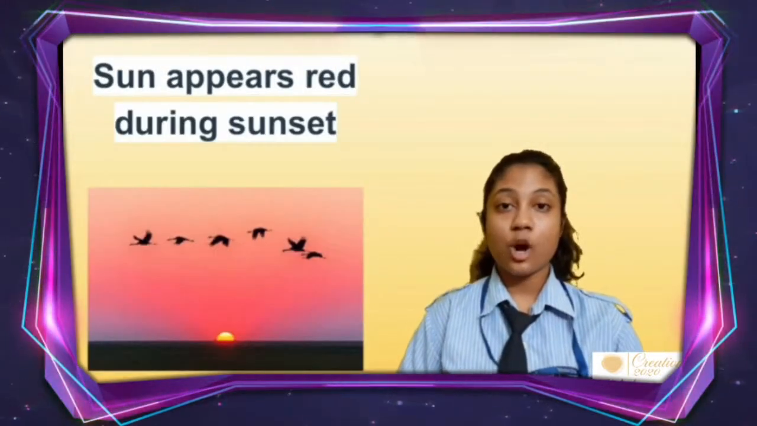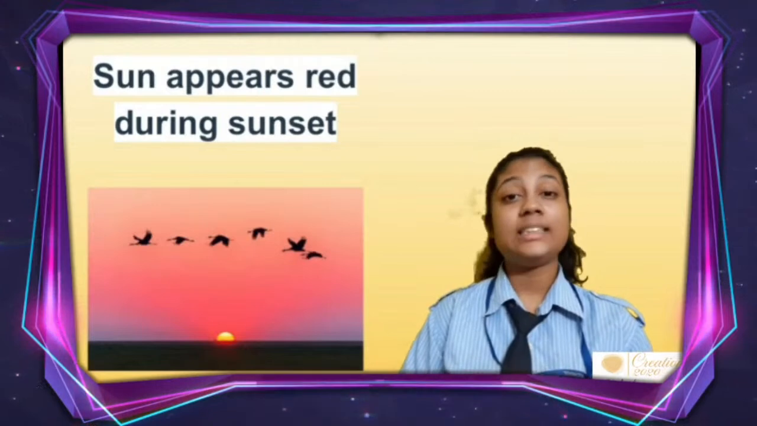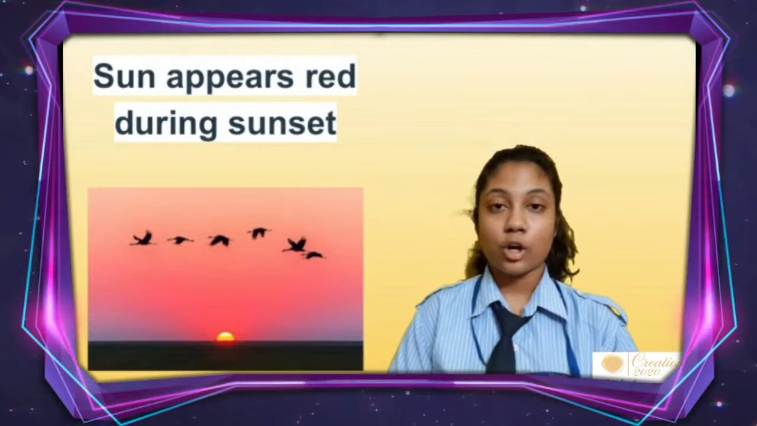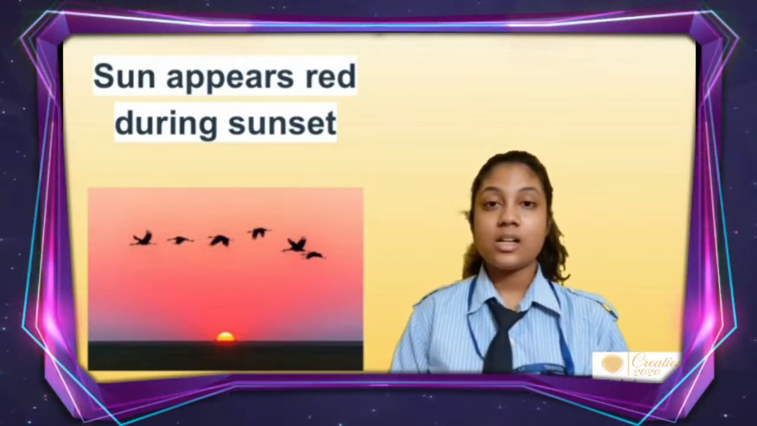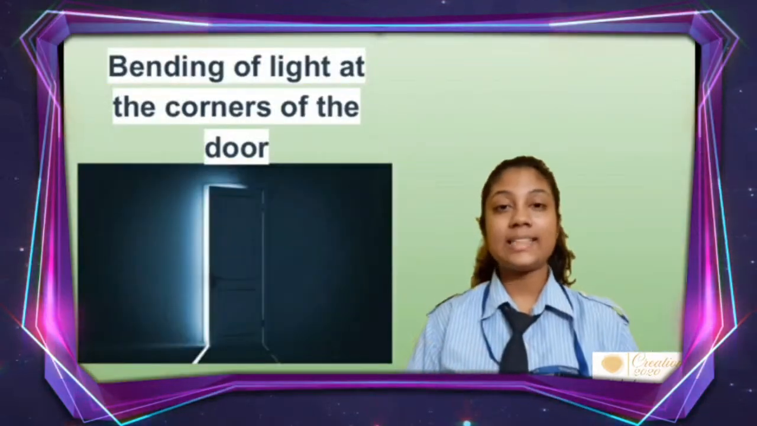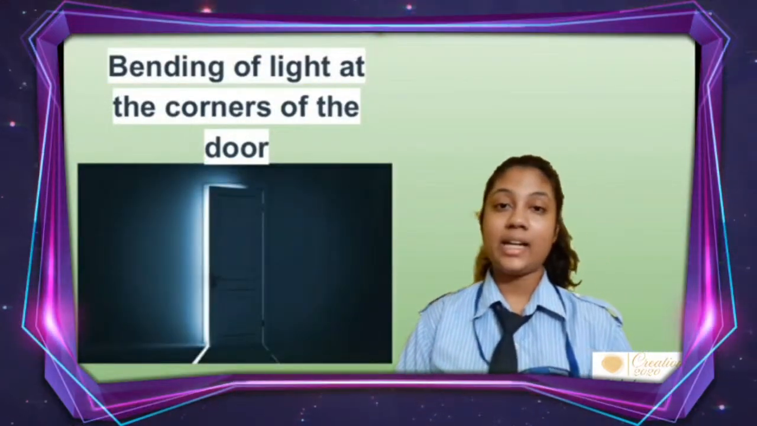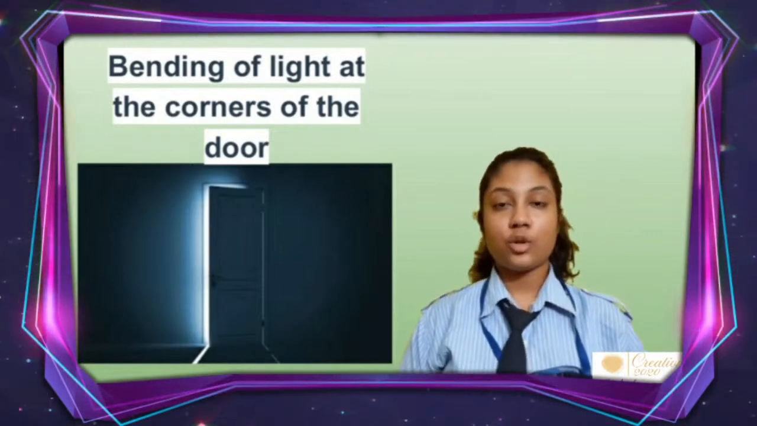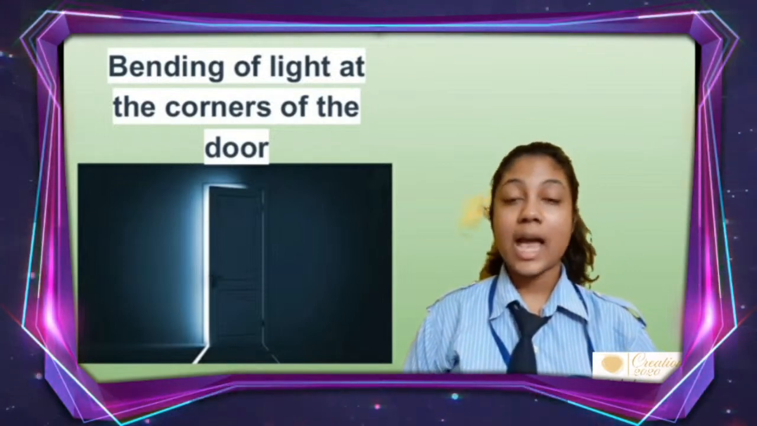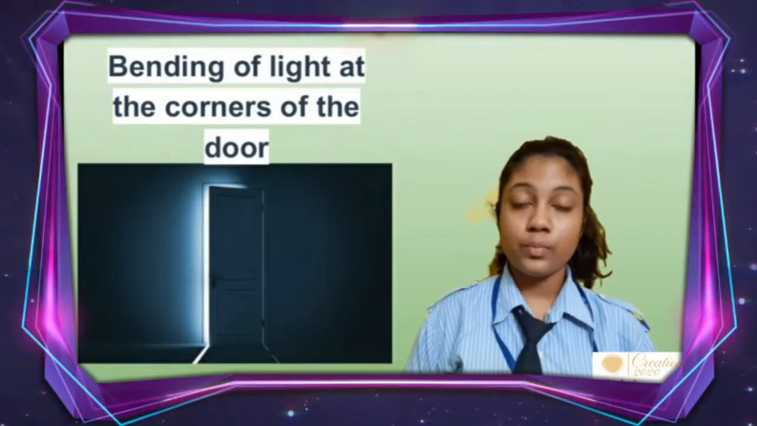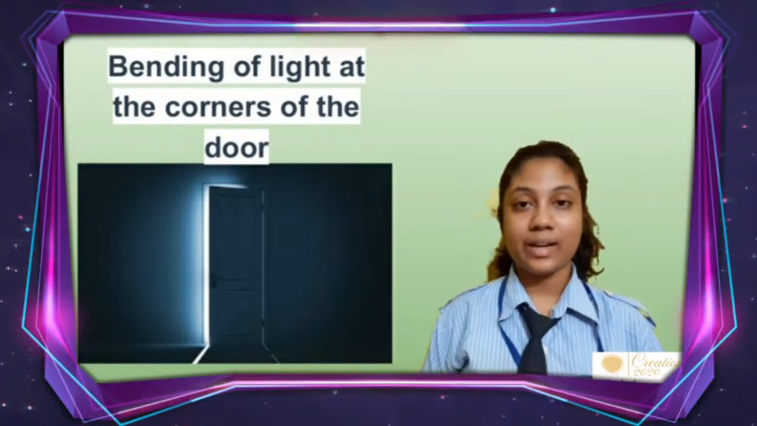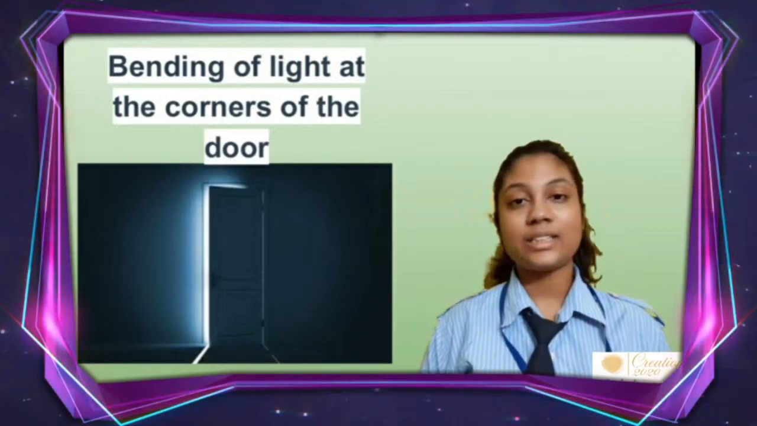The next phenomenon that we see from diffraction is the red color of the sun. The sun appears red because light gets diffracted due to the presence of dust particles in the atmosphere. The next application is bending of light at the corners of a door. The door acts as an obstacle in front of light waves, and light waves can enter the room through these gaps. These gaps act as secondary sources, as described in Huygens' principle.